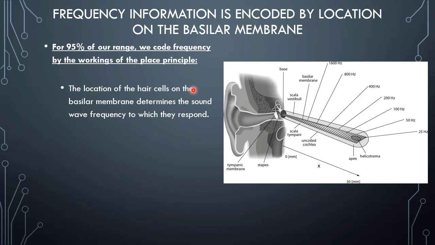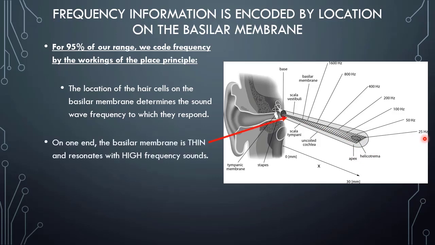So for the other 95% of the sounds that we hear, we use what we call the place principle. The idea here is that the different locations of hair cells along the basilar membrane determine what frequency they respond to. You can see the middle ear would be here, and as we get into the cochlea, which is stretched out so you can see its entire extent, it goes from what we think of as the basilar end, where the high frequencies are represented, all the way down to the apical end, where lower frequencies are represented.